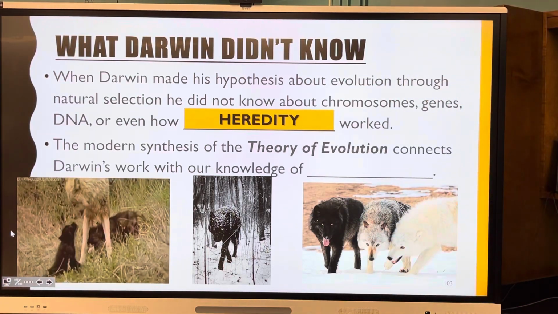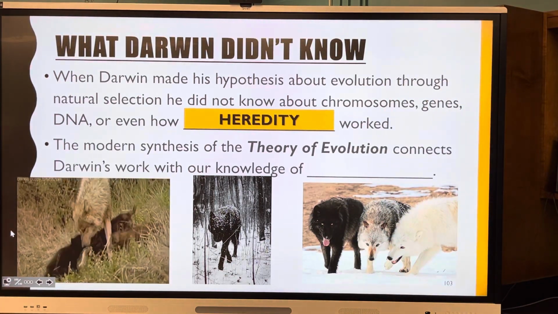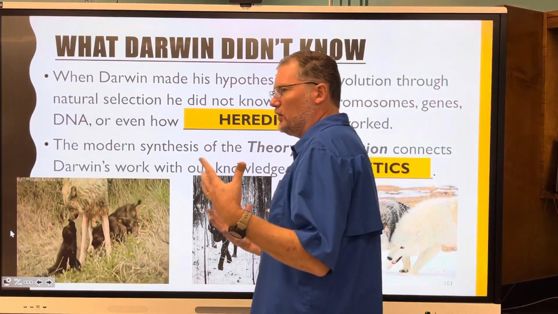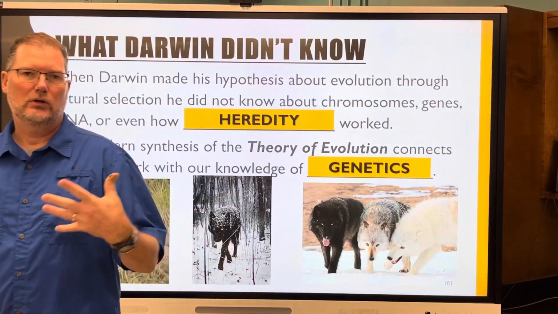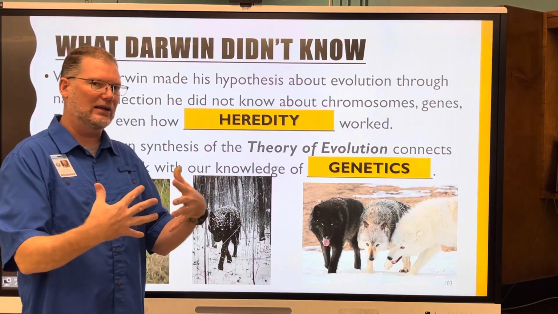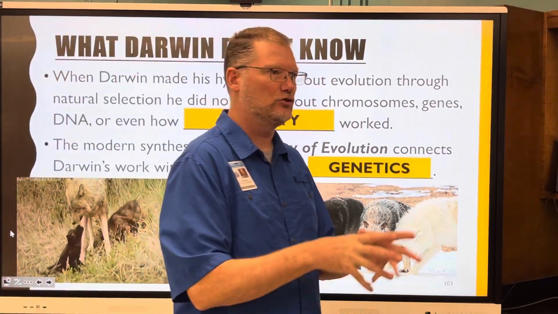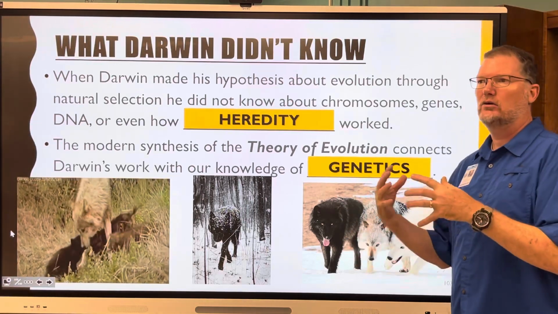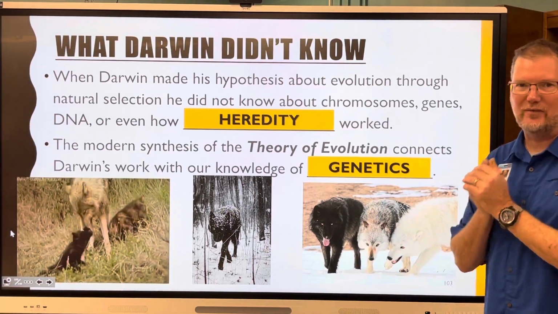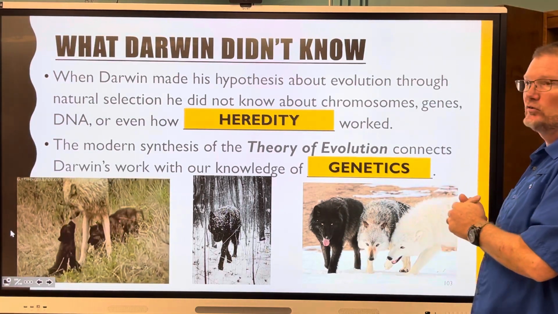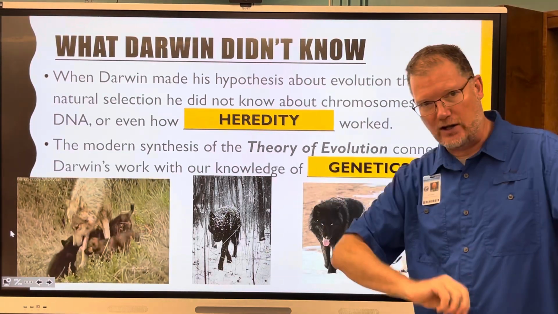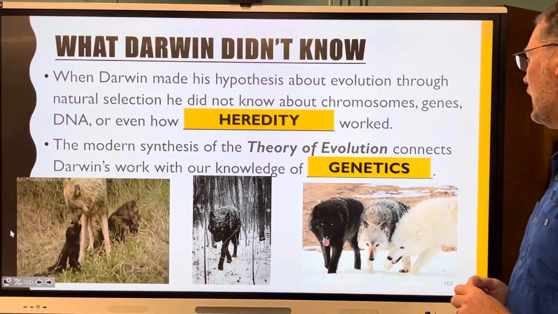The modern synthesis of the theory of evolution connects Darwin's work with our knowledge of genetics. So here, like I said before, and I'm going to say it again, we're tying these two units together, the genetics unit with heredity and evolution, because it's obviously related, right? So is protein synthesis with the messenger RNA and the transfer RNA and all that, and the amino acids.